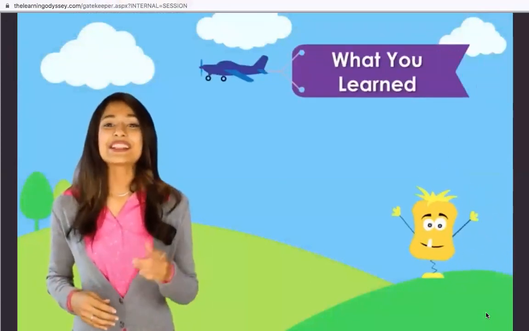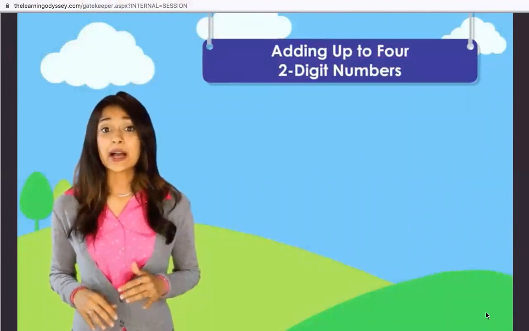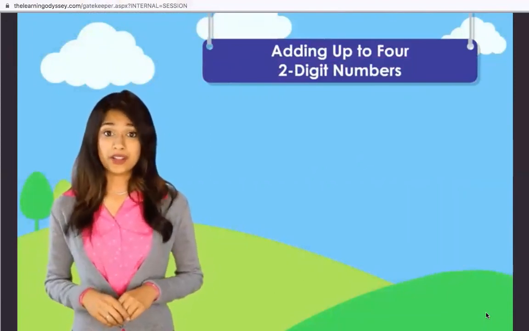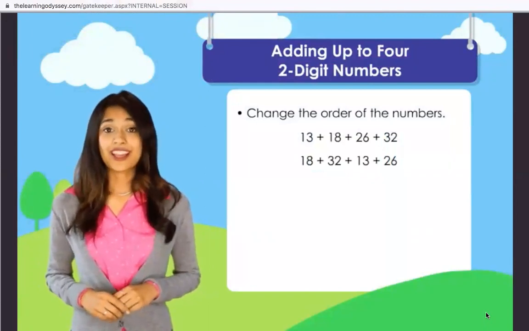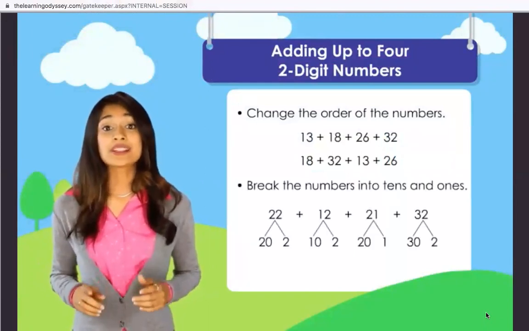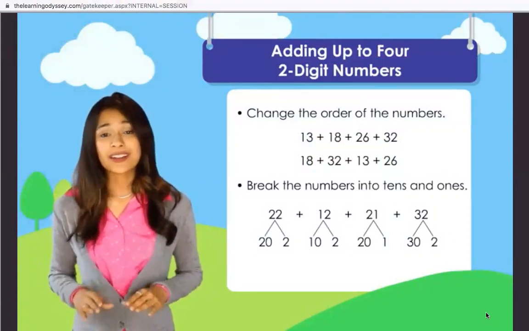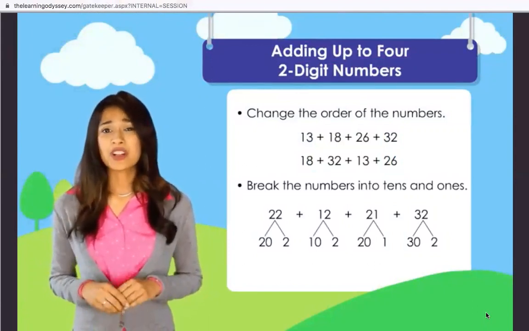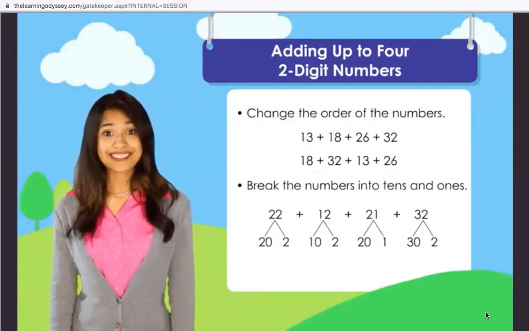Great! Let's look at what you learned. Today, you learned about adding up to 4 two-digit numbers. You learned to change the order of the numbers. You also learned to break the numbers into tens and ones. If you've got all that, you can move on. But if you're not sure, no problem. You can just watch this again.